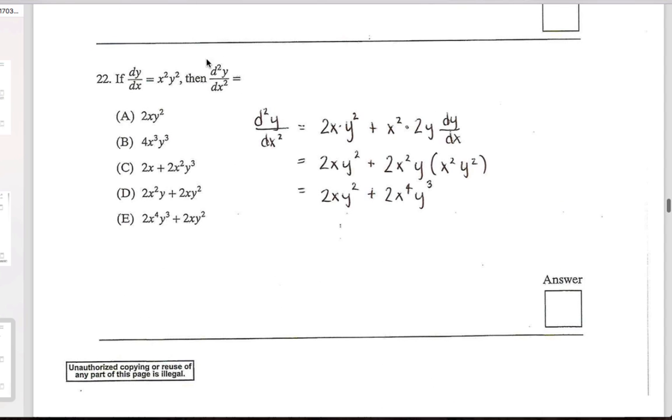Number 22, you need to know that this means to take the second derivative. So you better get that notation down. Take the second derivative. We need a product rule, x squared times y squared. Don't forget your product rule.